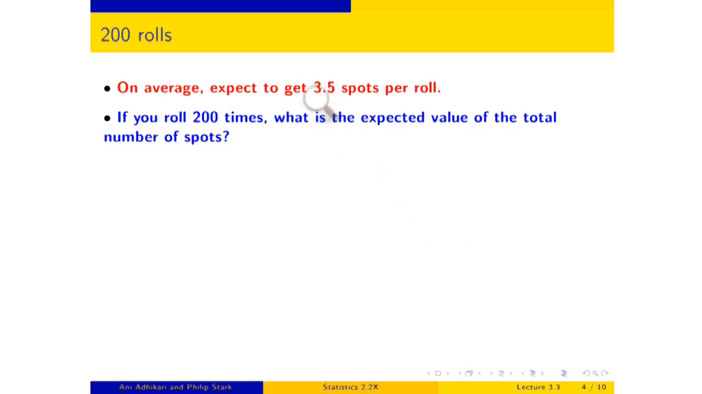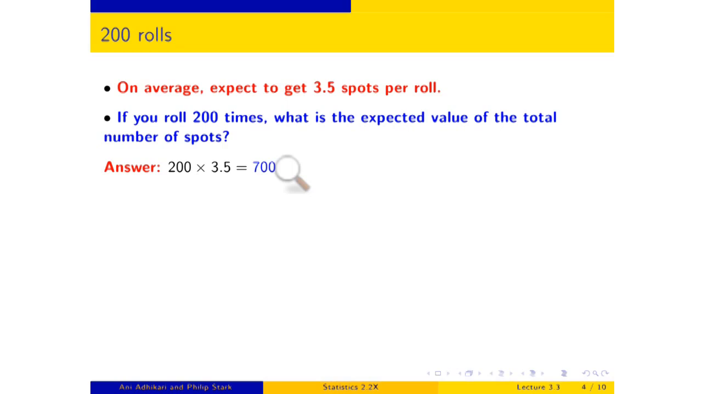Well, if you expect to get 3.5 per roll and you've got 200 rolls, then surely the total that you expect is 200 times 3.5. That's 700. Let's take a look at that number. What's the smallest that total can be?